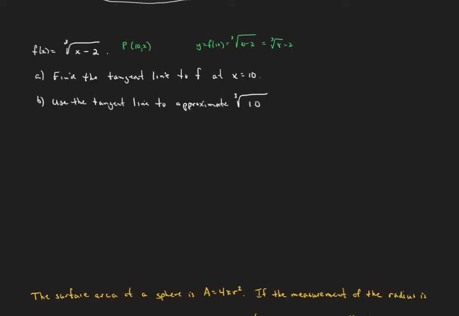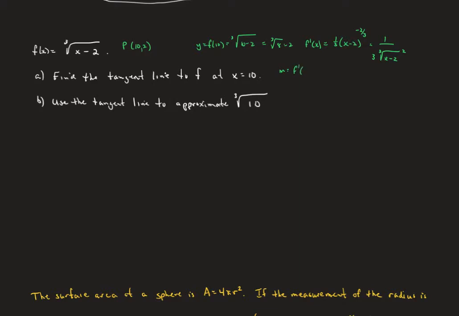The slope is going to come from the derivative. Our derivative is a pretty mild chain rule derivative. We're going to take 1/3 (x minus 2) to the negative 2/3 times the derivative of x minus 2, but that's just 1. So that looks like it's going to be 1 over 3 times the cube root of (x minus 2) squared.